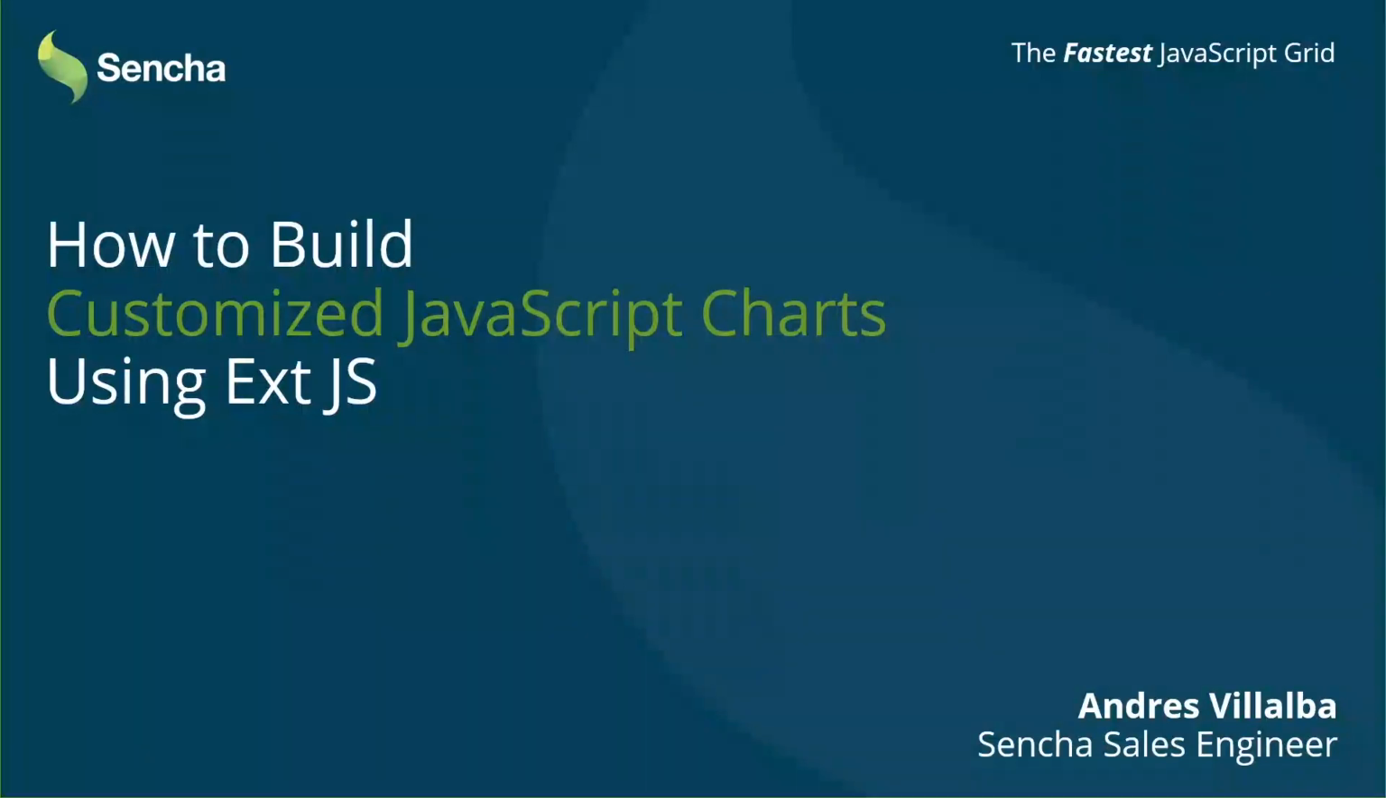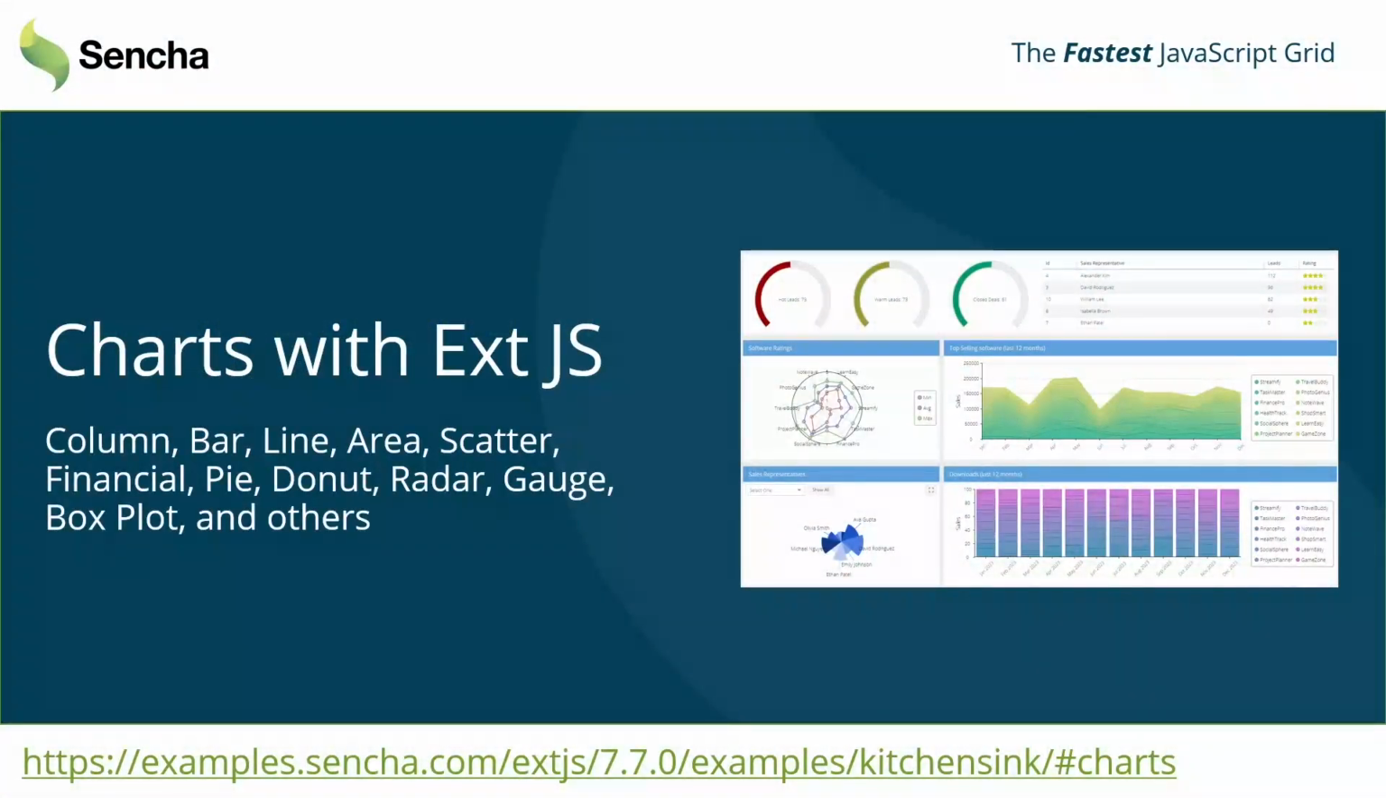I am Andres Villalba, I am a sales engineer at Sencha, and today we're going to be talking about how to build customized JavaScript charts using Ext JS. With Ext JS we can create quite a few different charts. We have several components at our disposal, and we can create anything from column, bar, and line charts to pie, donuts, to radars, to box plots, to financial charts, and others.